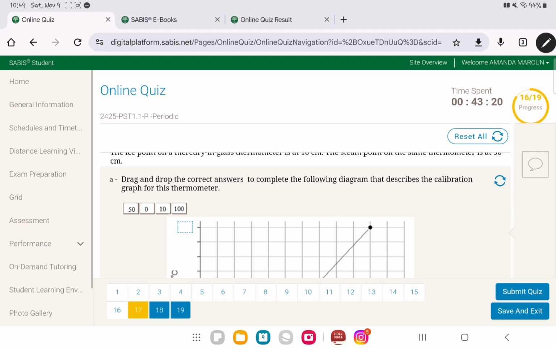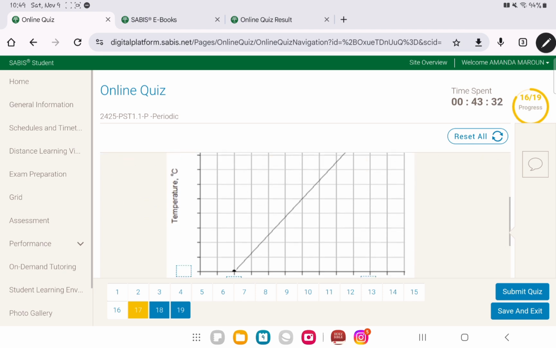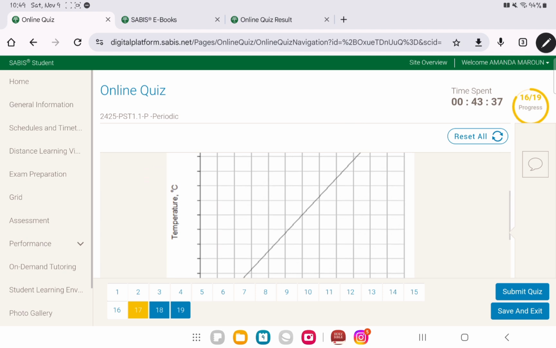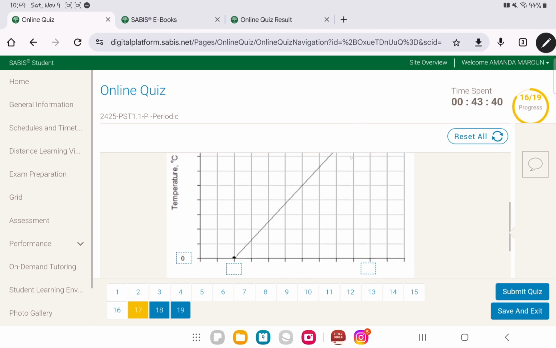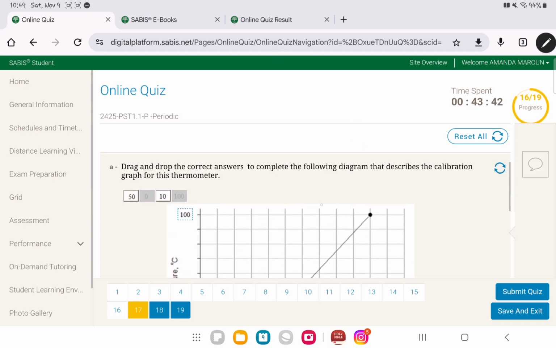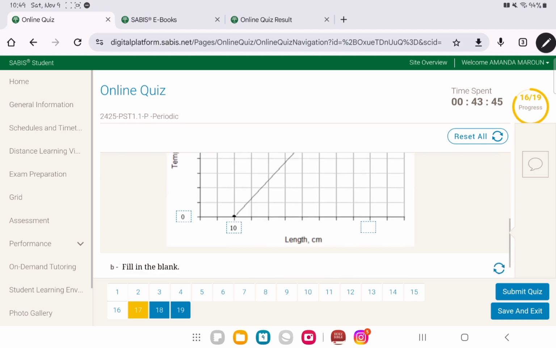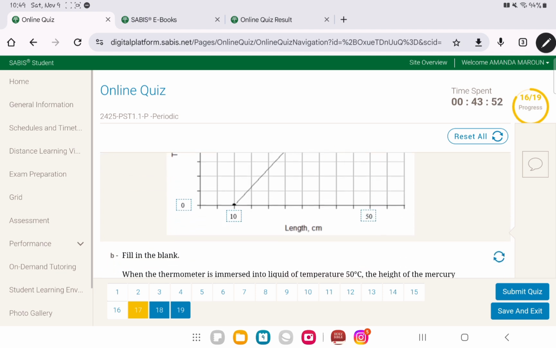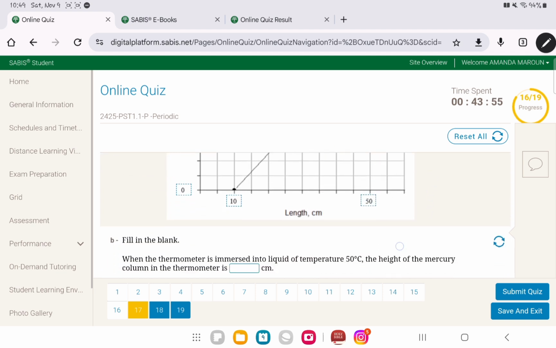We need what? This is a calibration graph. So the calibration graph is going to start at 0 degrees Celsius in temperature and end at 100 degrees Celsius. So definitely the temperature over here is going to be 0 and the temperature over here is going to be 100. This one is logic. Now, using even more logic, the length over here is going to be 10, and the length over here is going to be 50. So the plotting of the points on the graph was basically logic.